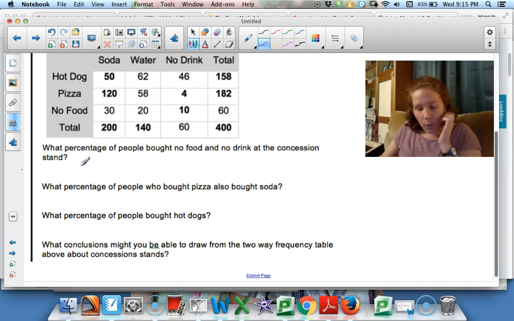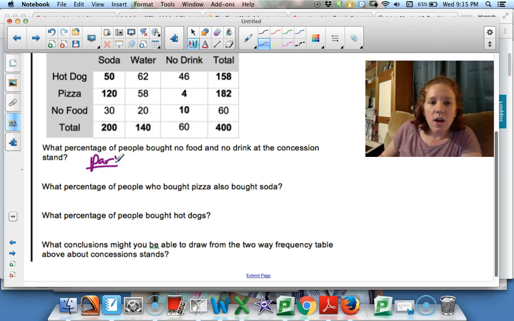So when you're trying to write this, you are going to have the part over the whole. Okay, so the portion of people you're looking for is going to go on top. The entire group of people you're asking a question about is going to go on the bottom. So I want people who bought no food and no drink. That's going to be 10 because no food, no drink.